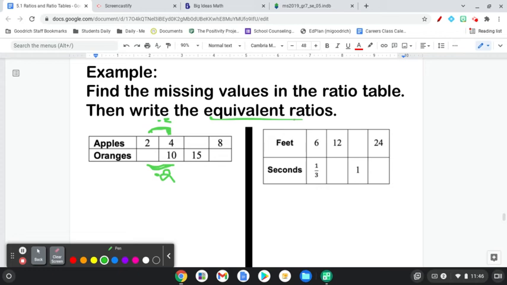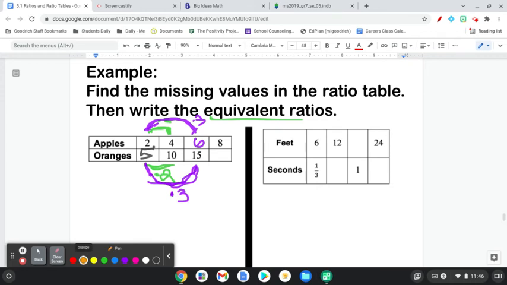So what times 2 is 10? Well, 5. Okay. Now I can move on to the next. How do I get from 5, this new 5, to my third number? Well, I times by 3. Whatever you do to the bottom, you have to do to the top. So up here, I'm going to have to times my first number times 3 to get to the third, which is going to give us 6.